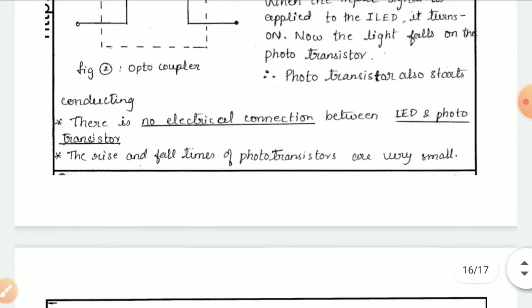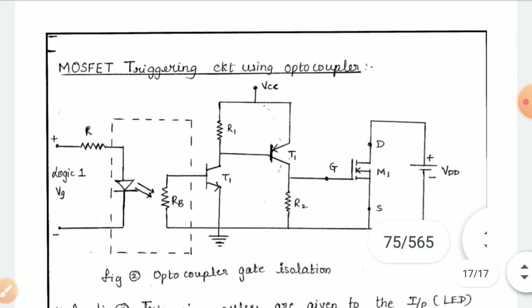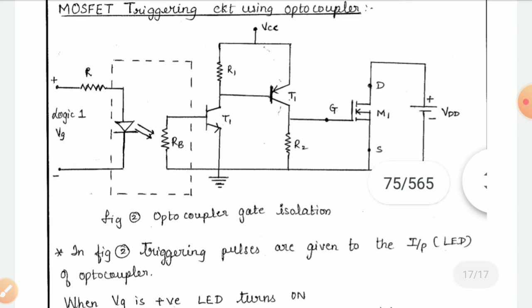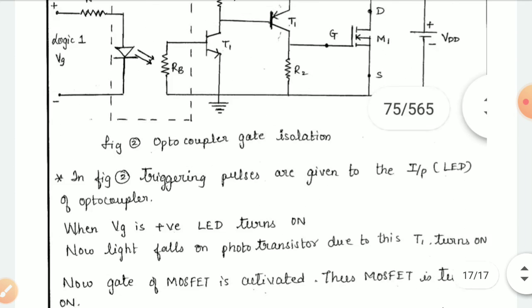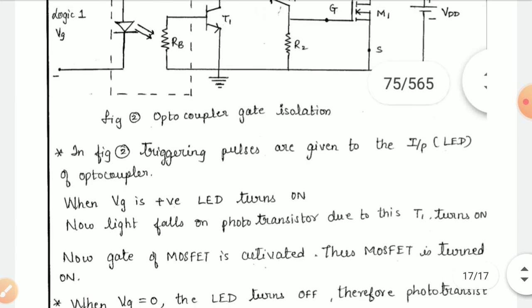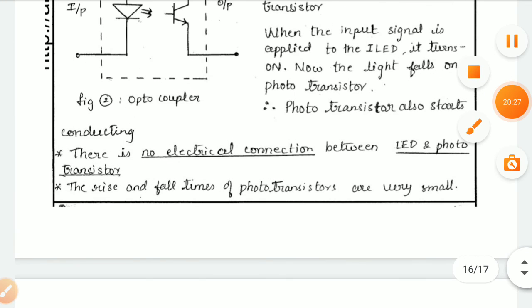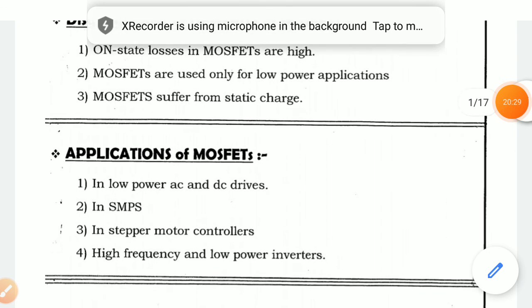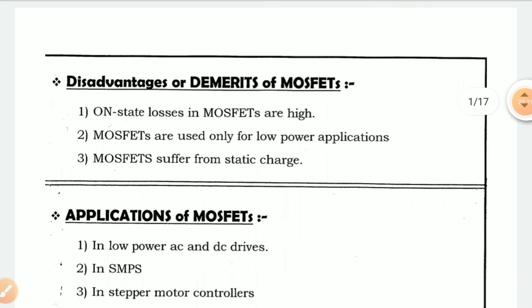And then we took some MOSFET circuits. We isolated the MOSFET circuit using the optocoupler method. We discussed the working principle, how it operates if you are using an optocoupler to isolate the gate drive circuit of the MOSFET. Okay, so that's about the different types of isolation. That is about the isolation part.